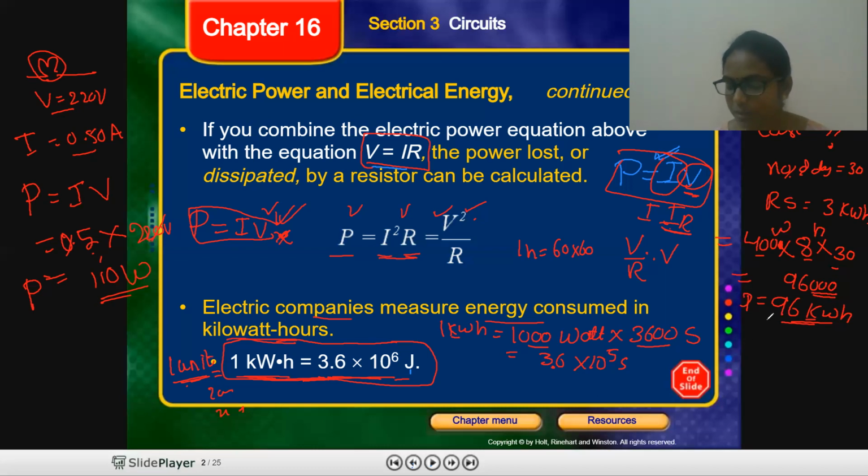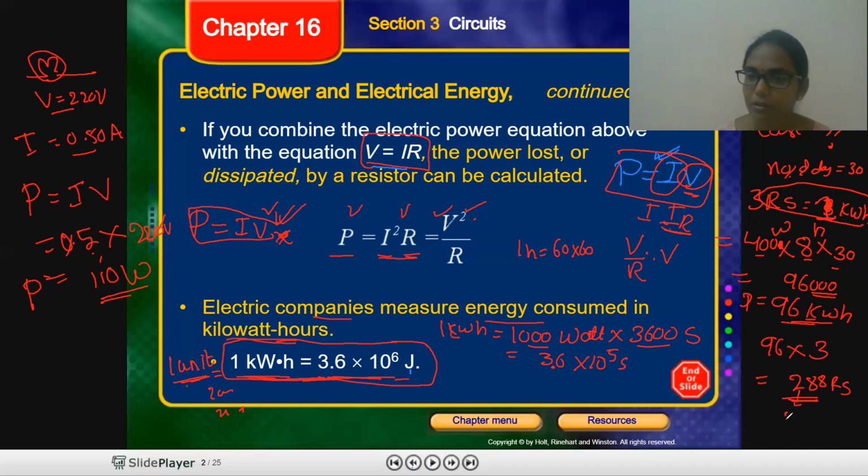Now this cost we need to calculate. To find the cost, it is ₹3 for 1 kilowatt hour. Then how many rupees for 336 kilowatt hour? Just multiply 336 into 3. So how much is it? 1008 rupees. That means we are using rupees only for the refrigerator.